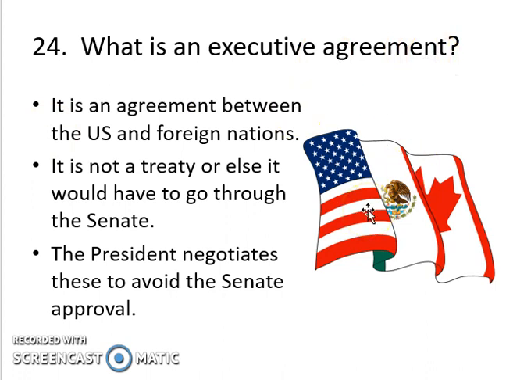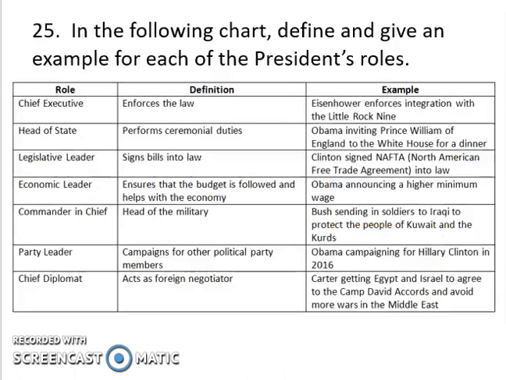NAFTA, the North American Free Trade Agreement, is actually an executive agreement. The United States, Mexico, and Canada trade goods without taxes. So there's no tariffs, a tax on a foreign good, between the United States, Mexico, and Canada. So you'll see a lot of stuff made in Mexico. It comes to the United States, there's no tax on it. Same thing with Canada. Same thing with our stuff in their places. So you have American-made cars being sold in Canada and in Mexico, but there's no foreign tax on it because we eliminated it with NAFTA.